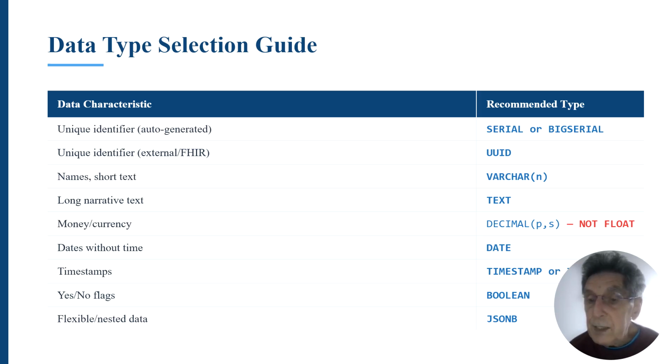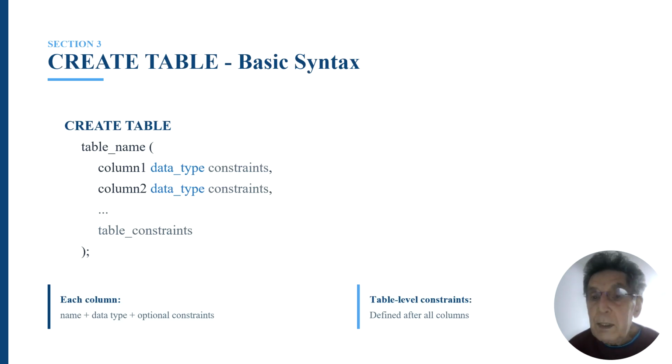For yes/no flags, use Boolean, not char1, not integer. For flexible or nested data, use JSONB, good for file resources or schema-dependent data. All right, let's look at our first statement.